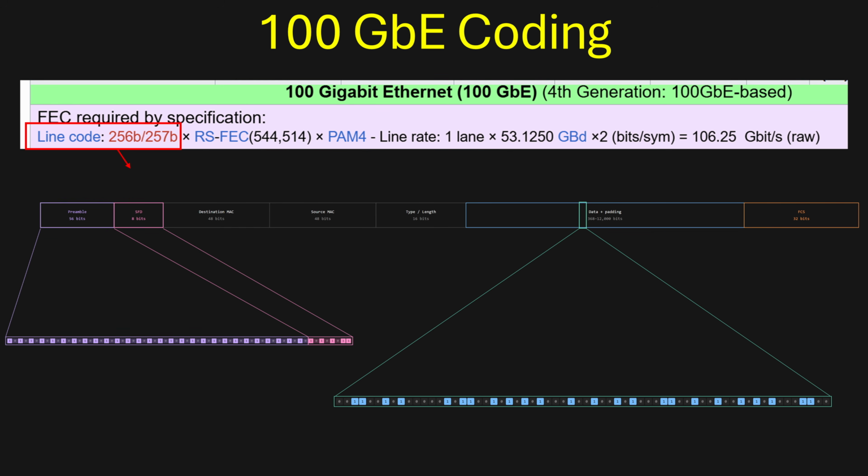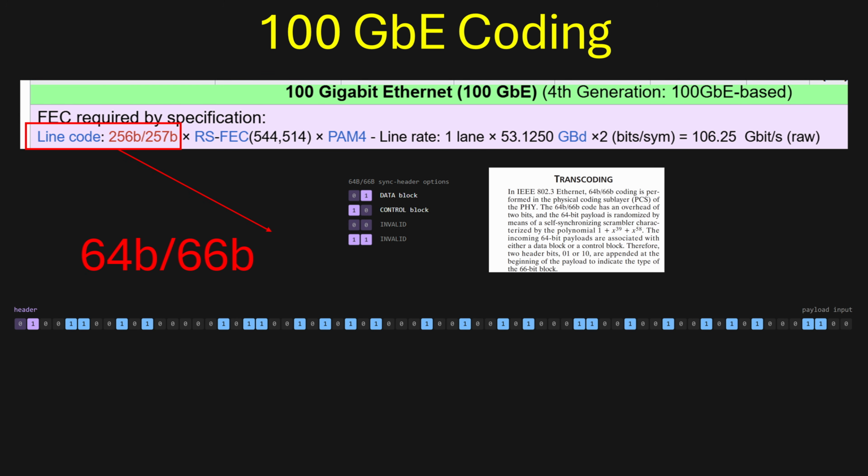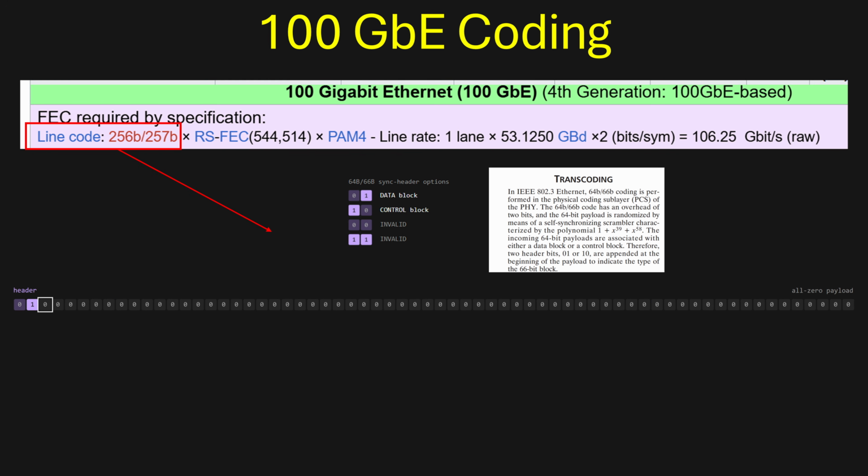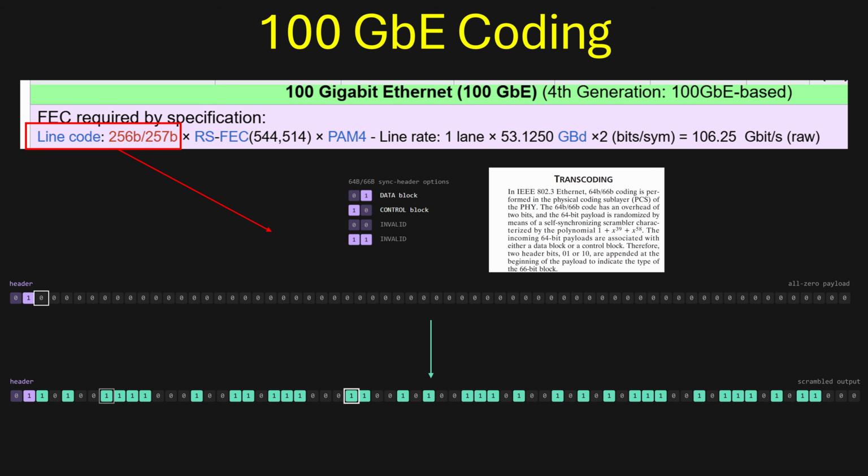The data and metadata are first chunked into 64-bit blocks with 2 header bits, which is a 64B/66B line code. Afterwards, the block passes through a scrambler using XOR operations with previous bits. The purpose of the scrambler is to modify cases of long strings of the same symbol into sequences with plenty of state changes and balanced voltage levels, like in Manchester coding.